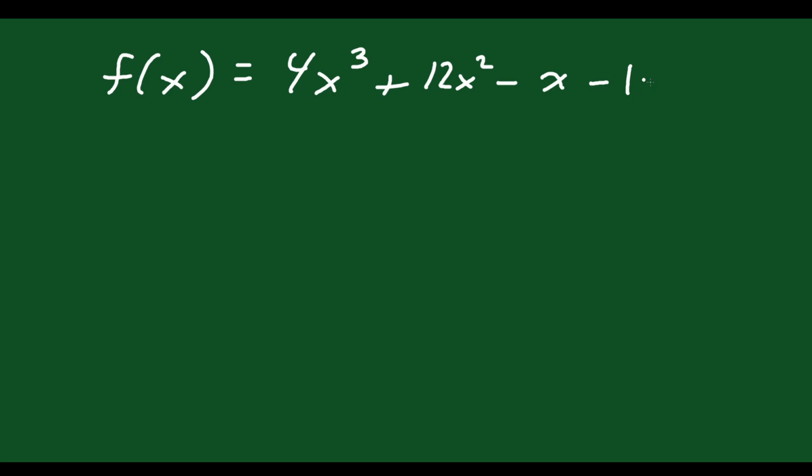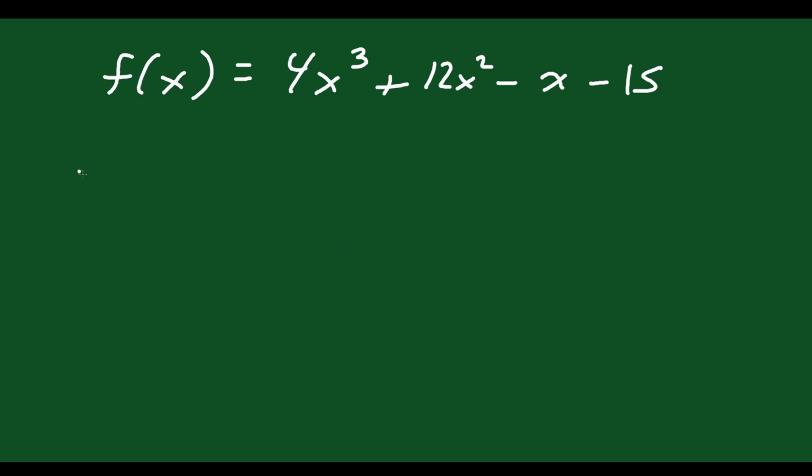So in the last video, we talked about how you can graph a polynomial function if it's already in factored form. Today, we're going to look at how to put it into factored form if it's given to you in standard form. So let's do an example. Let's say I have f of x equals 4x cubed plus 12x squared minus x minus 15.